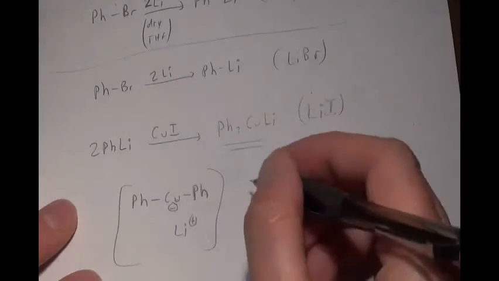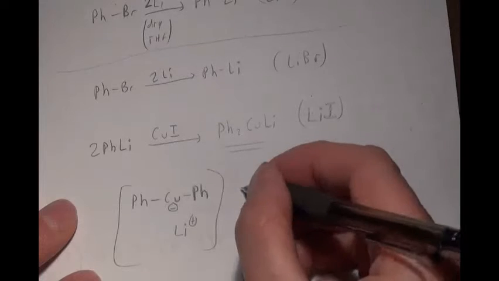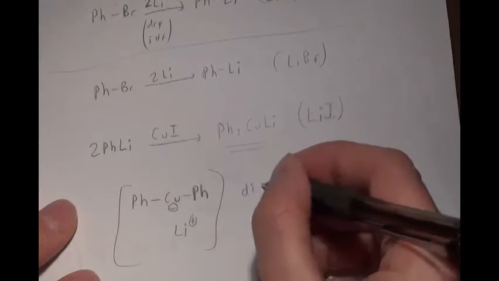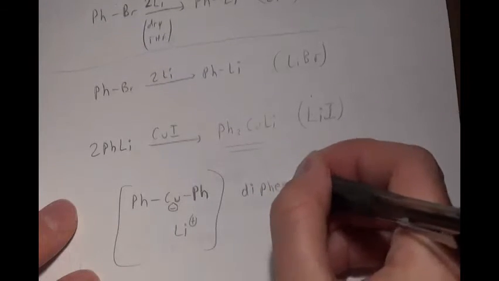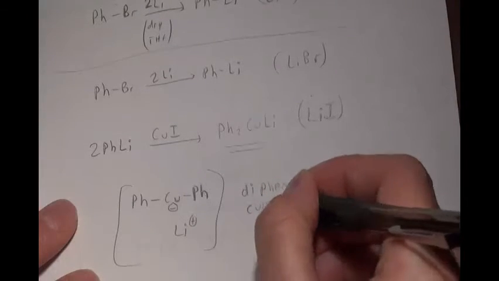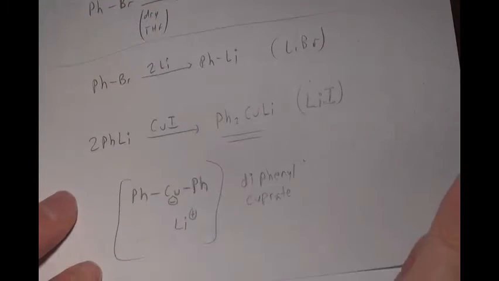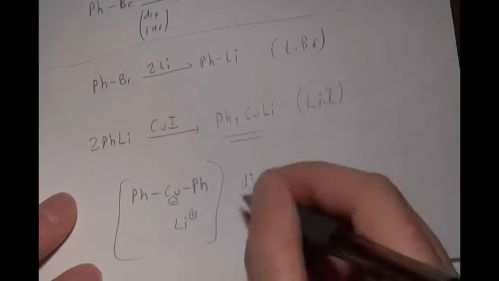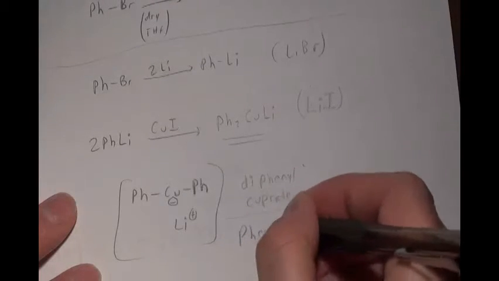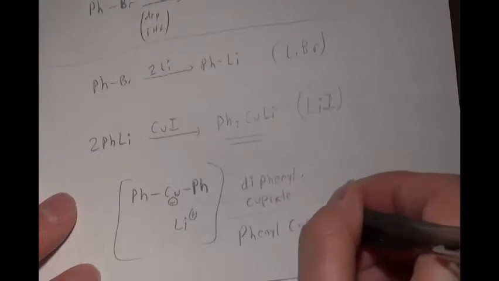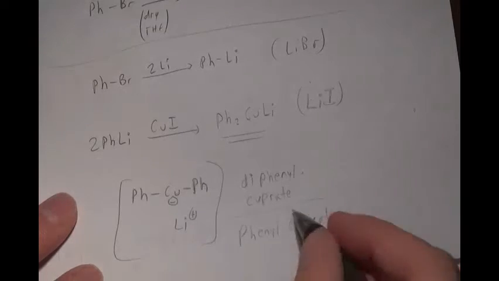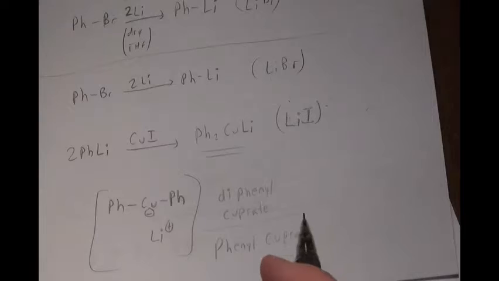Okay, and a name for it might be diphenyl cuprate. The big thing is the word cuprate. Cuprate suggests copper. Okay, diphenyl cuprate. Okay, cool. So let's show another example.